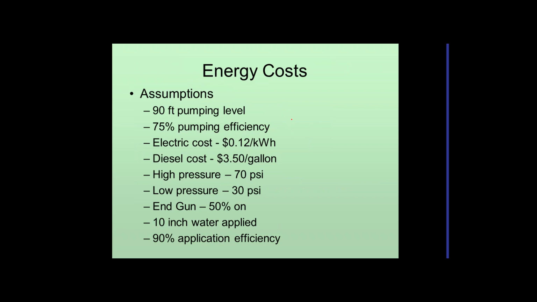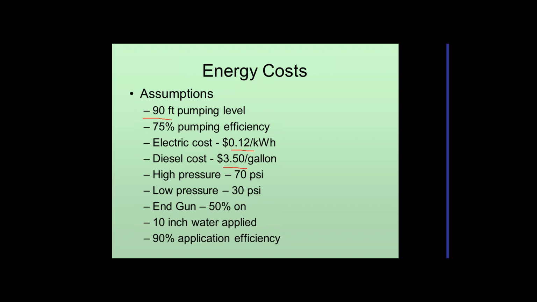I'm kind of jumping here. We'll come back to how we rationalize that in a minute. But a little bit about energy costs. I did take a typical system in Wisconsin. Typical system is a 90-foot pumping level, 75% well efficiency or pumping efficiency. I did this on single-phase power just because it's easier to calculate. So it's 12 cents a minute.